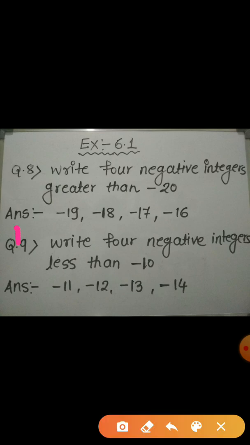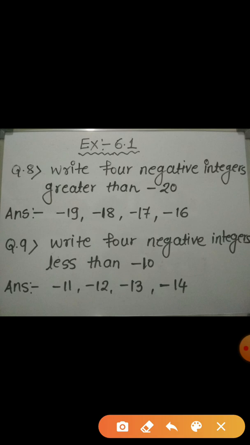Now coming to part B of question number 8. Write 4 negative integers less than minus 10. Here again minus 10 is the negative integer which comes to the left of 0 on a number line. And we are asked to write down the 4 negative integers which are less than minus 10.